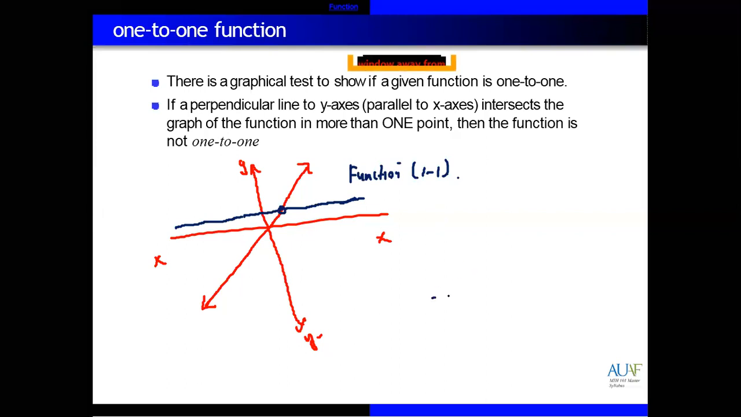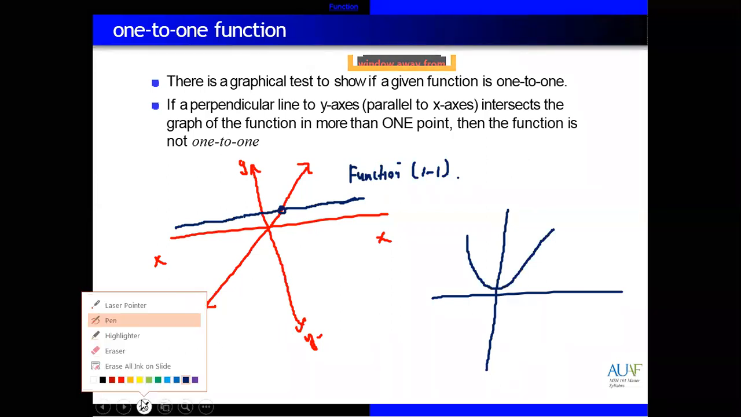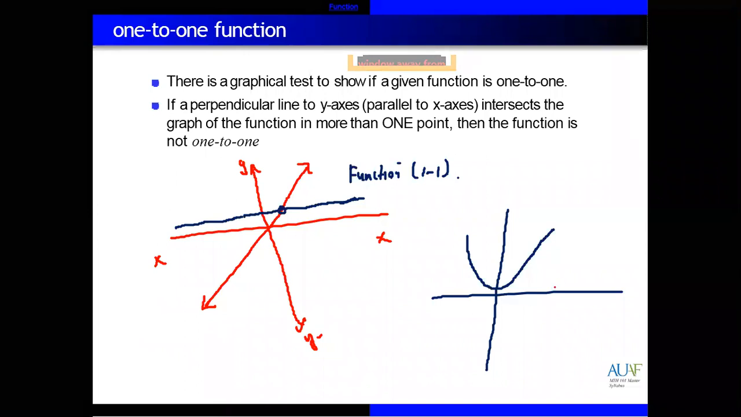If we draw another graph, like a parabola, is it one or not? Same, you need to draw a vertical line, and if this line touches the graph at two different positions, that means it's not a function. You can see here, this line touches the graph at two different locations. So this means it is not one function. One to one, yes, one function. Both are the same.